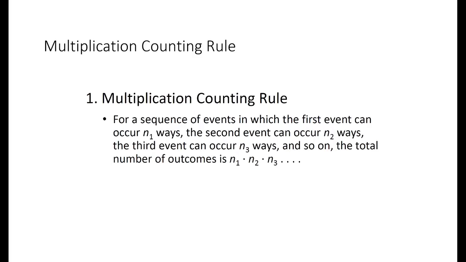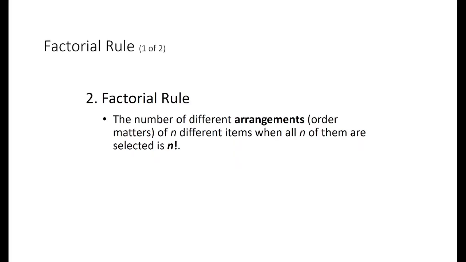So the first one, multiplication counting rule. For a sequence of events in which the first event can occur n1 ways, the second can occur n2 ways, the third one can occur n3 ways, and so on, the total number of outcomes is the product of all those different ways. Like in this case, it's n1 times n2 times n3 times, keep multiplying those outcomes. That's the first, multiplication counting rule.